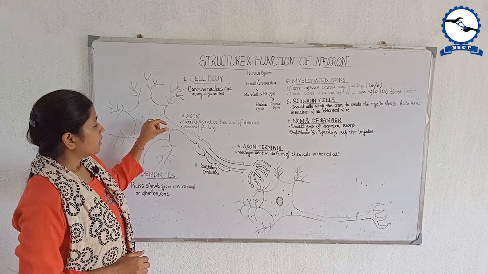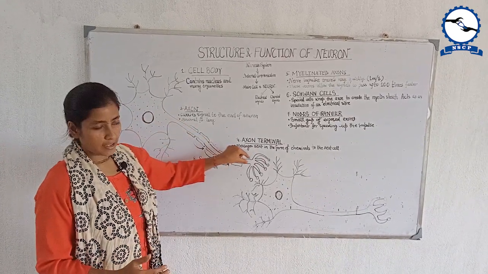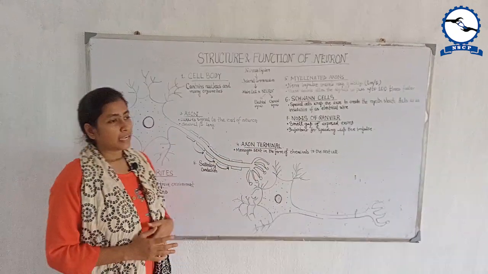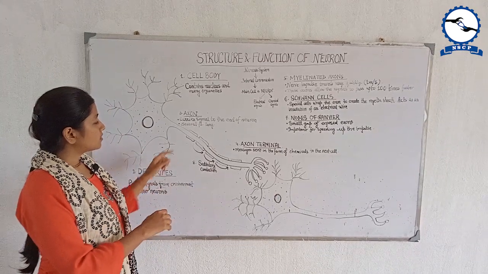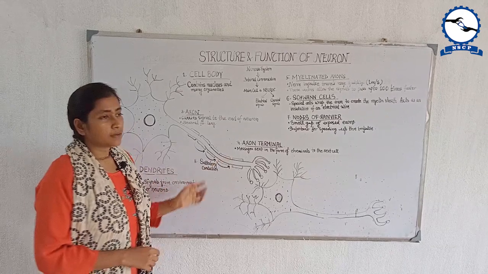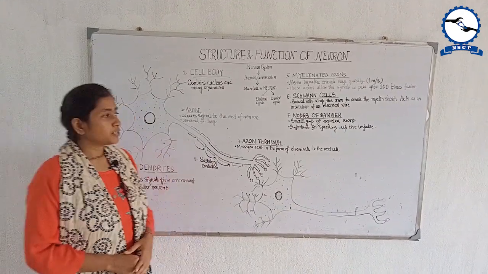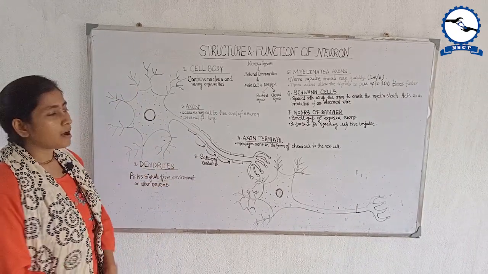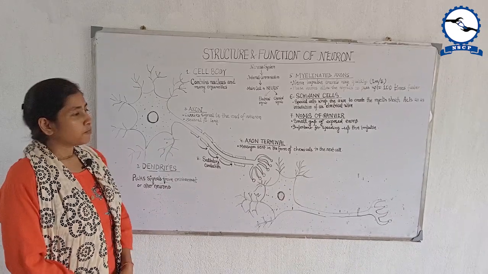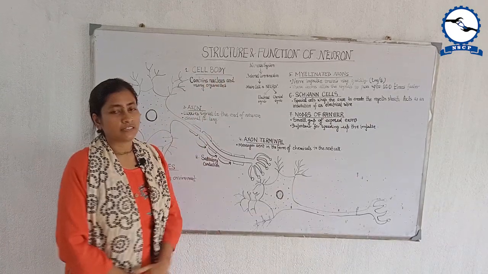So in this way, rather than moving all along the axon to the axon terminal, what happens when there is a myelinated sheath? It allows the impulse to jump from one node to another, and this type of conduction is called saltatory conduction. So in this way we have studied the different parts of a neuron, and these are very important for our study of the nervous system.